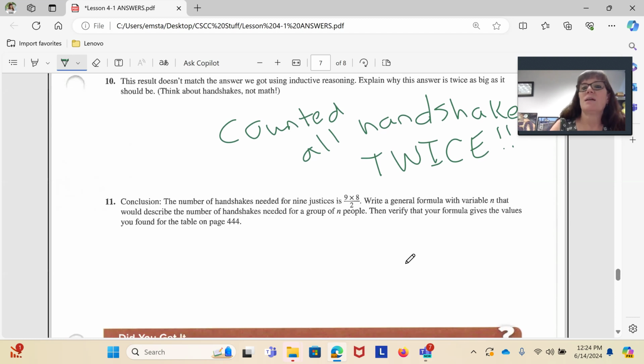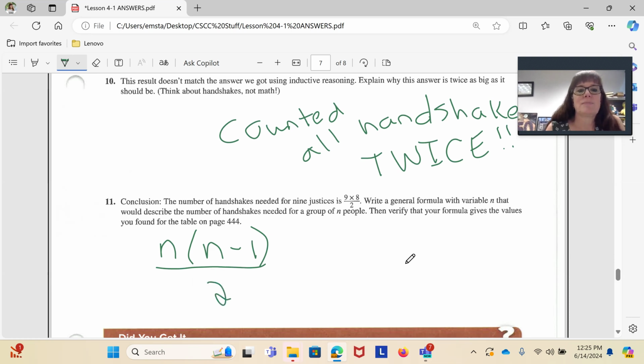So n was the number of justices we had. In the example we did, we had 9 justices. How many handshakes did we have? We had 8. 8 is 1 less than 9. So however many justices or people I have, I'm going to have to subtract 1 from that. So the number of people times the number of people minus 1, divided by, remember we did before, we counted everyone twice, so we had to divide by 2.